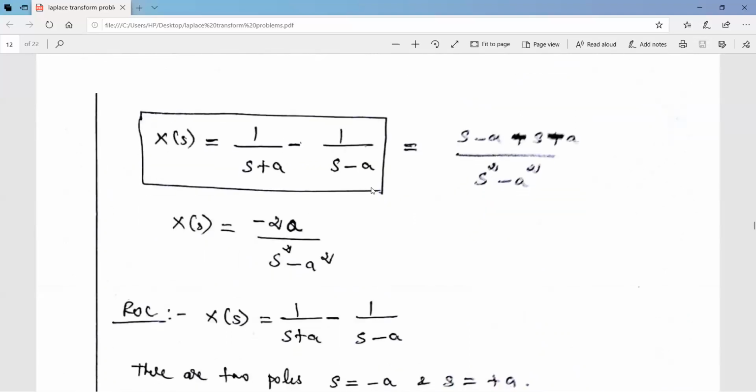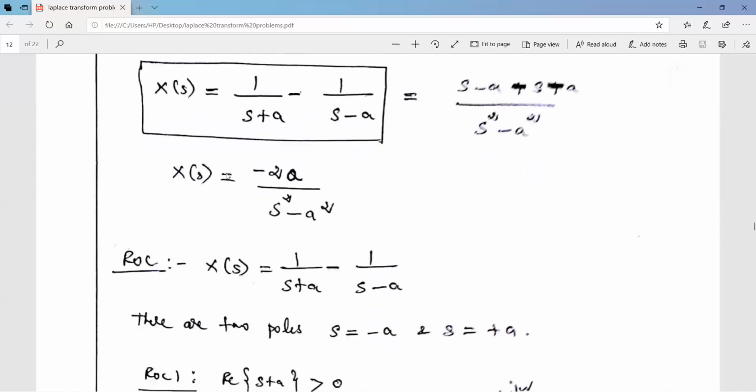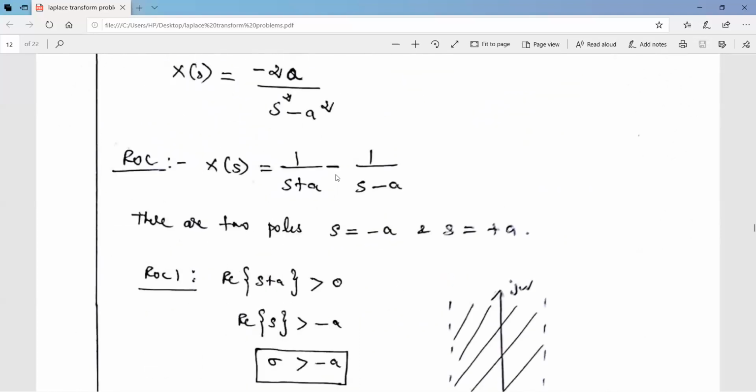Okay, and the next one, if you want to reduce this term, you take the LCM. So if you are taking LCM, here s plus a, s minus a, multiplying gives s squared minus a squared, and here s minus s cancel. So we will get the answer X of s equal to minus 2a by s squared minus a squared. Okay, so this is the Laplace transform of the double-sided exponential signal. And the next one, we have to find the ROC.